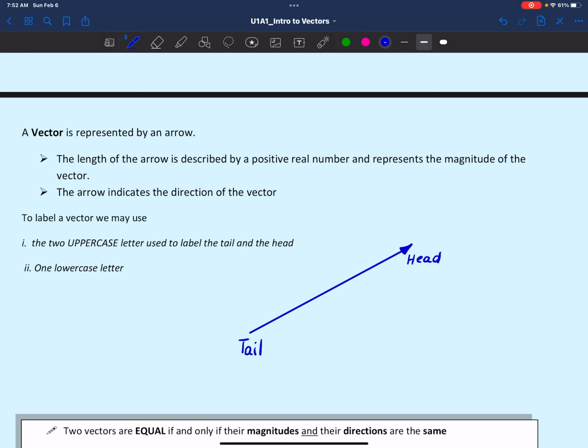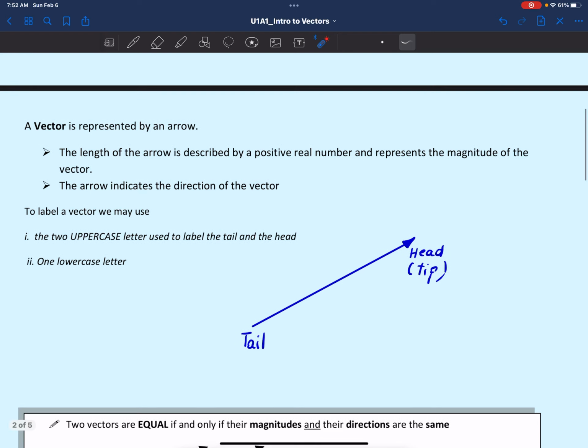Now, sometimes we refer to the head of the vector as the tip of the vector, which we use whichever term is easier for you. Now, the length of this line segment will describe the size of the vector, and the arrow will describe the direction of it. Now, how do we label vectors when we are solving problems? So we need to communicate that. So normally we use uppercase letters for each end. So an uppercase letter for the tail, an uppercase letter for the head.